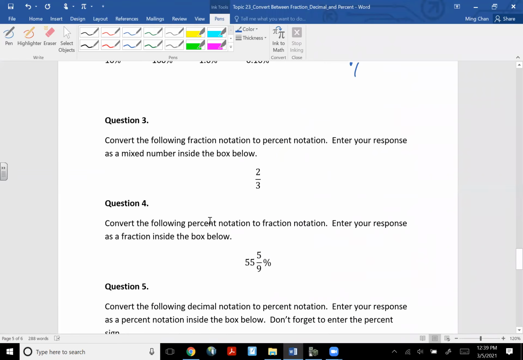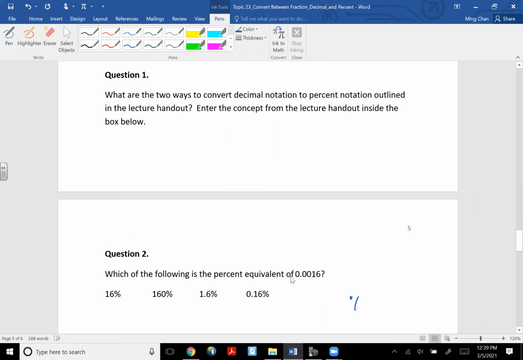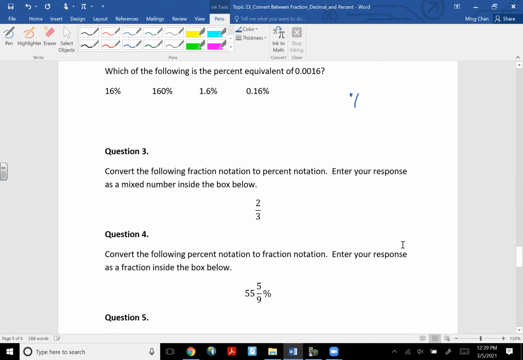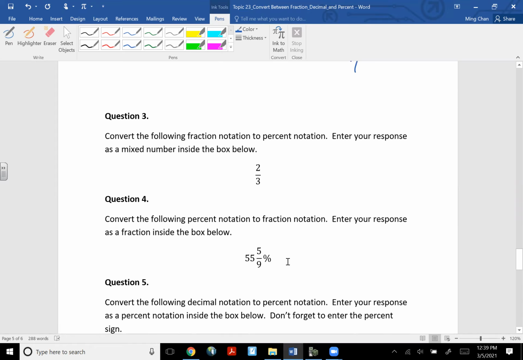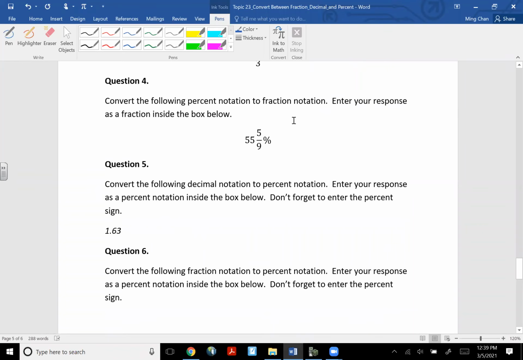Okay, 55 and 5 over 9%. This is similar to the last two we just did. Started with a mixed number percent. Type it in the calculator. Make sure you also type in divided by 100. Then whatever that decimal answer is, convert it into a fraction. So remember now, the graphic equation, the three dots that you see on the D2L. Make sure you use those. Make sure you enter it through the graphic equation.